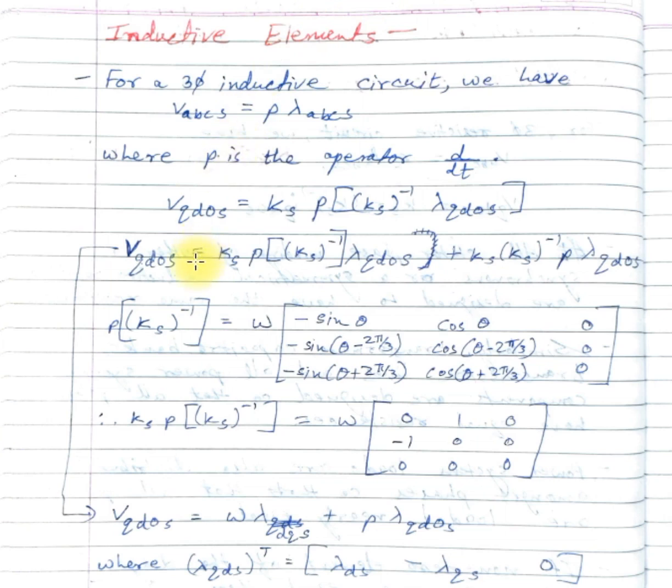So now again we'll return to this particular equation. We have Ks into P into Ks inverse, and we simply substitute these values here. So what we are left with is omega into lambda DQS plus P into lambda QD0S.